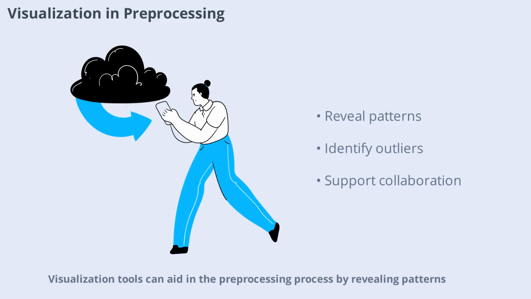Visualization tools can aid in the preprocessing process by revealing patterns, outliers, and errors in the data. Charts, graphs, and plots make it easier to understand the structure and quality of your dataset. Visualization not only helps identify issues but also communicates findings to others, supporting collaboration and decision-making.